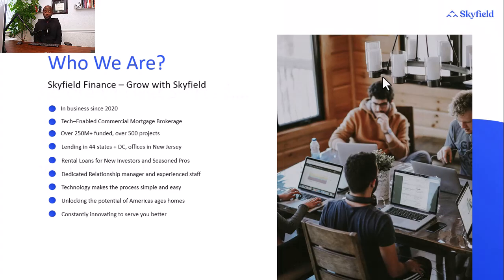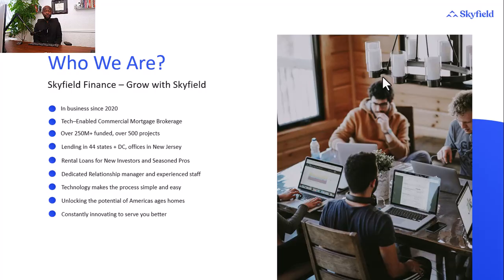So who are we? As I mentioned earlier, we're Skyfield Finance. We've been in the business since 2020. We are a tech-enabled commercial mortgage brokerage. We've funded over $250 million over 500 projects. We're lending in 44 states, including DC, and our head office is in New Jersey. We offer rental loans for new investors and seasoned investors. Again, if you're new to the industry, we do have products for you, so don't worry about it.